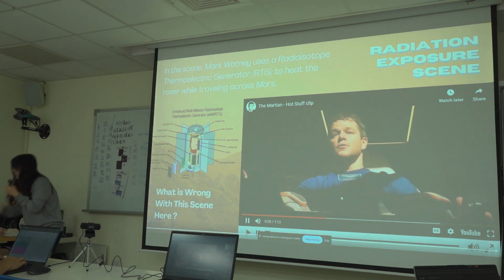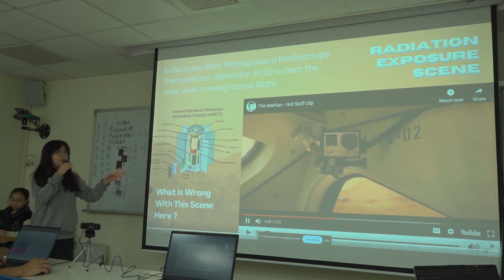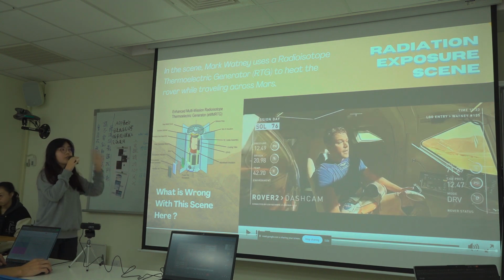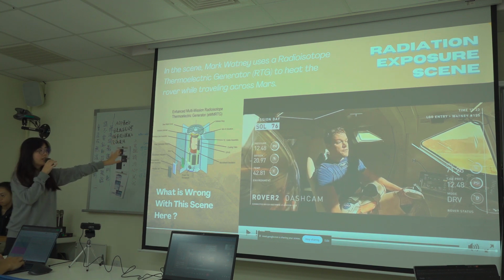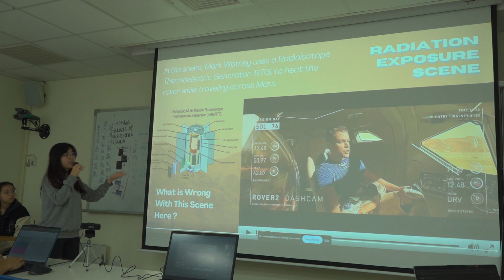So here, Mark Watney is planning to travel from base camp RS4 to RS3, I'm sorry, RS4, and he's bringing the RTG with him in the back of the seat. What is the purpose that he did this?